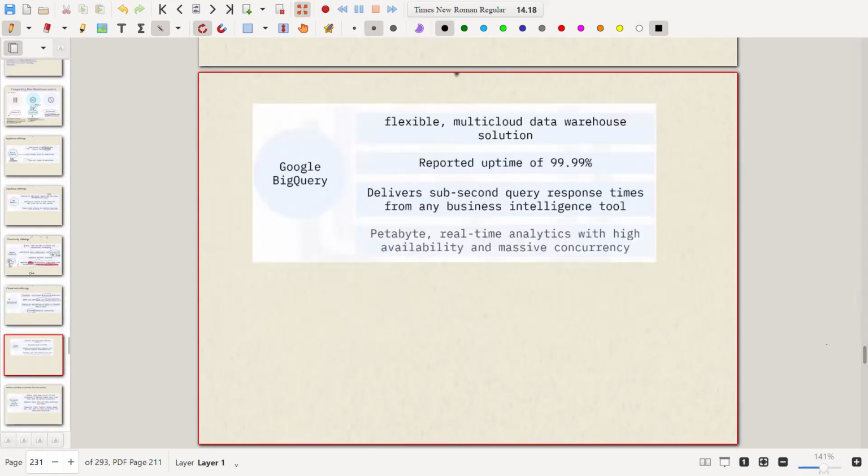Fine. So another is something like Google BigQuery. Okay, it is a flexible multi-cloud data warehouse solution. Reported uptime of 99.99%. Whatever you upload easily gets uploaded. No lag is there. And mostly it might be used for business tools, like business intelligence tools.